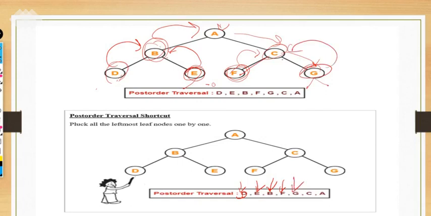Then again come back to the C. Is left covered? Yes, already covered. Is right covered? Yes, already covered. Then print the C over here. Then come again back to the A node. Is left covered? Yes. Is right covered? Yes, already covered. At last you have to print the root node.